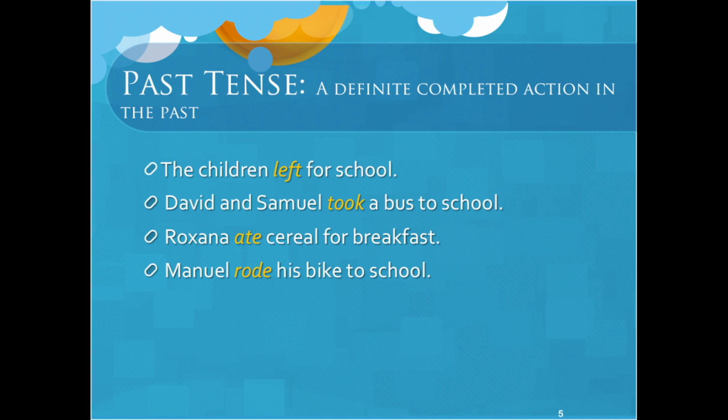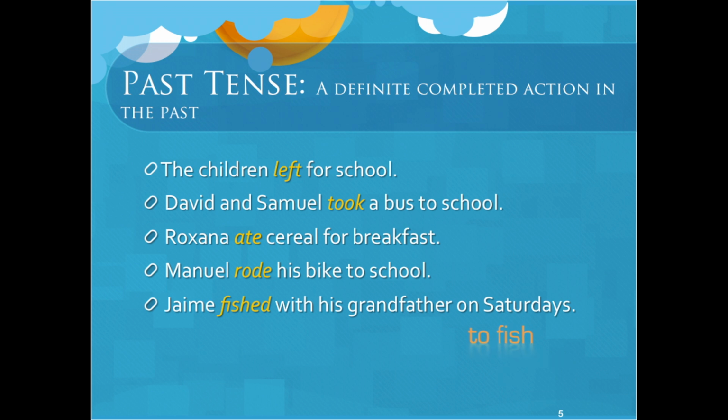That's true. But let's look at the next sentence. Jaime fished with his grandfather on Saturdays. The verb is fished. It's in the past tense and it belongs to fish, right? So it is what? It's a regular verb. Very good. Maybe now he fishes on Sundays with his grandfather as well. Who knows, Gail? Probably so, Betsy.